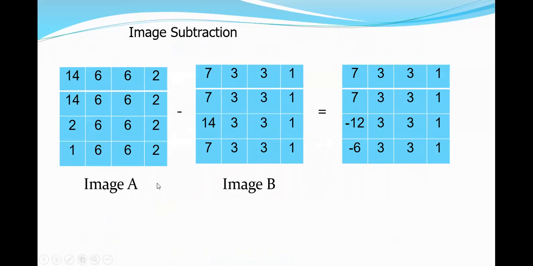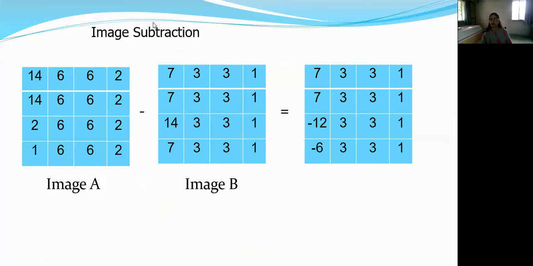Okay. So here there is an example in numbers to understand the image subtraction operation. This is image A, this is image B, and we can perform point by point subtraction as shown here. So 14 minus 7 gives you 7. Say 6 minus 3 gives you 3. 6 minus 3, once again we get 3. Then 2 minus 1, we get 1.